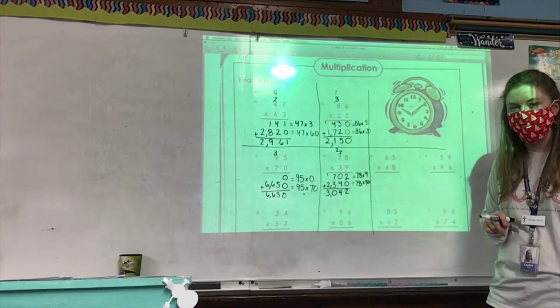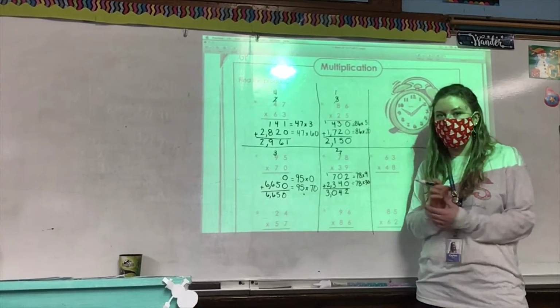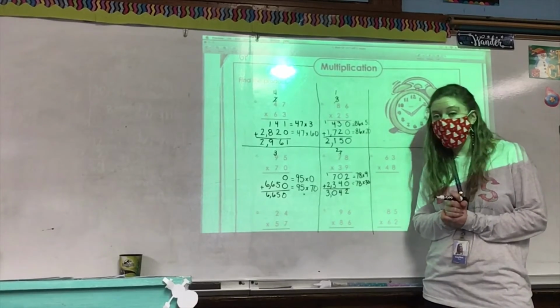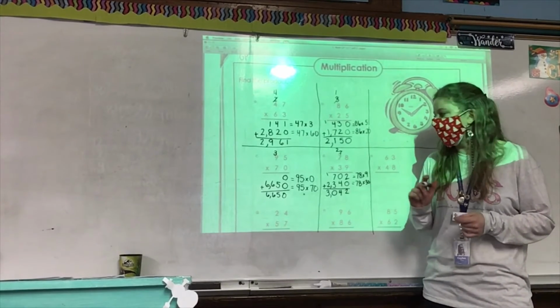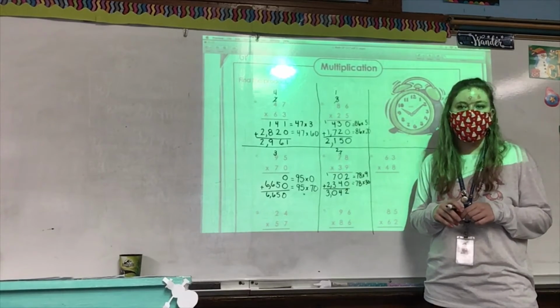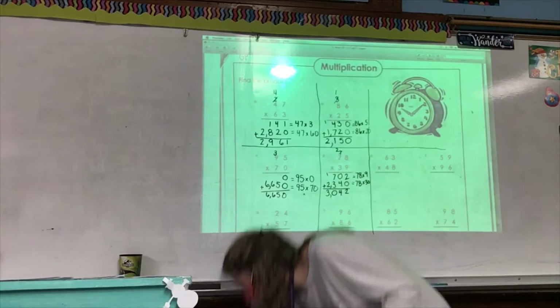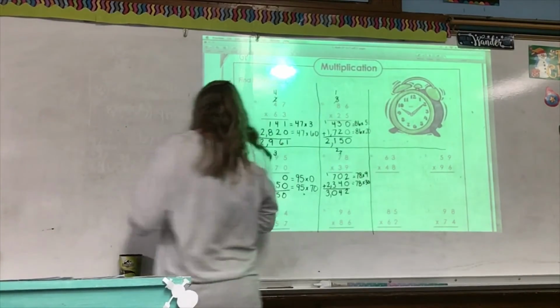In addition and subtraction, 702 plus 2,340 is what, Smith? 3,042. So class, 78 times 39 is what? 3,042. Okay.